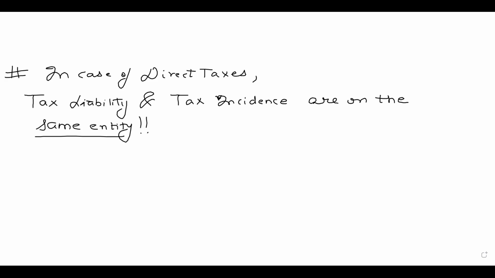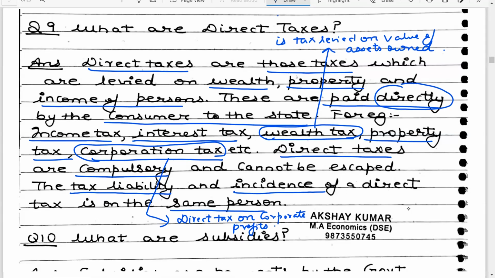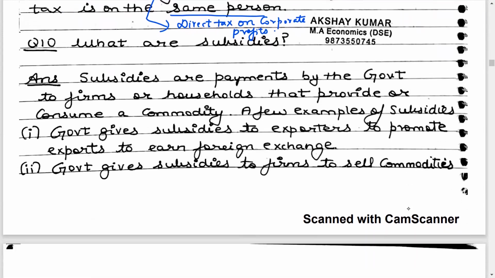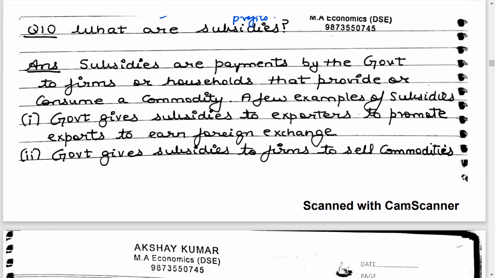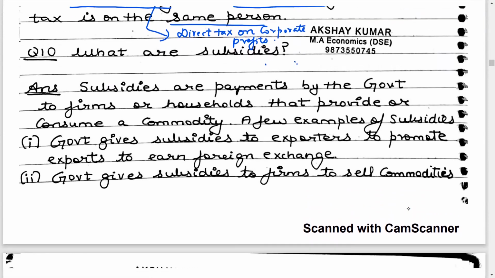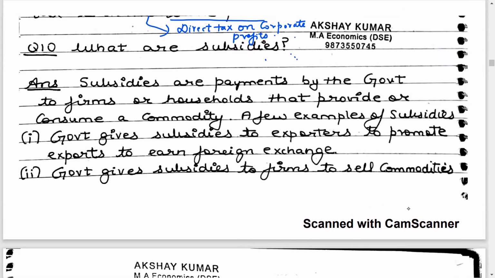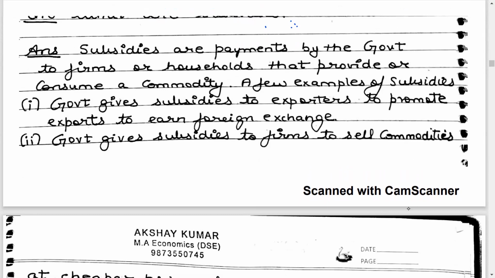Moving back to the lecture note, let's now move on to question 10, guys. Now comes the opposite of a tax, which is called a subsidy. Very easy. Let's look at what subsidies are. They are exactly the opposite of taxes. If you have understood taxes, subsidies are very easy to understand.